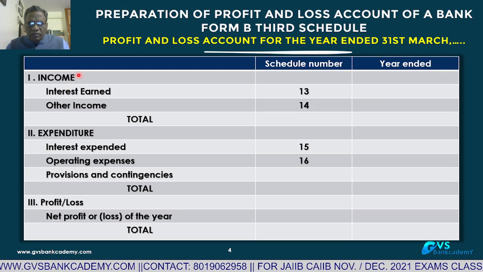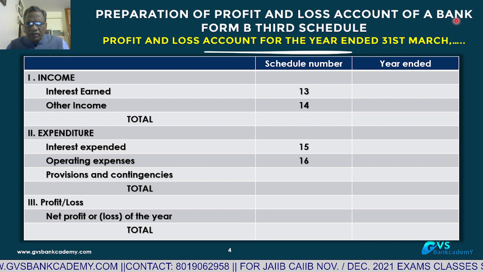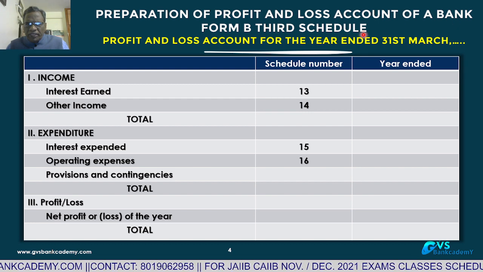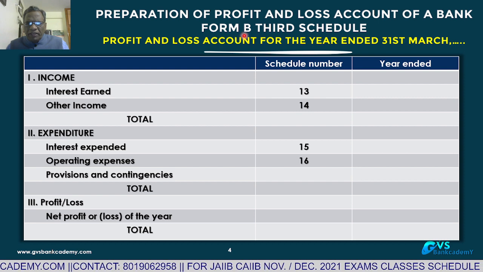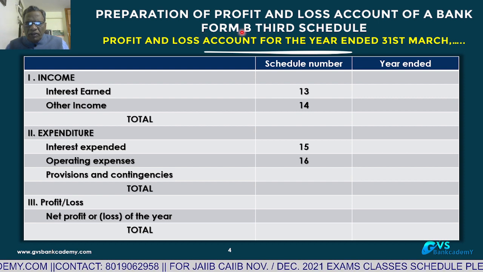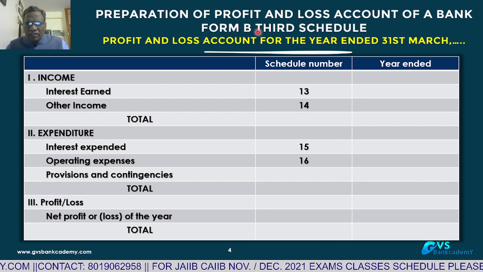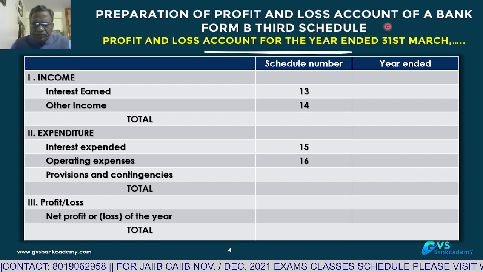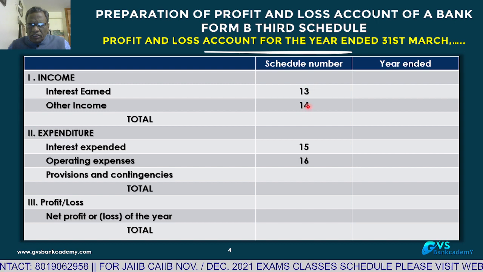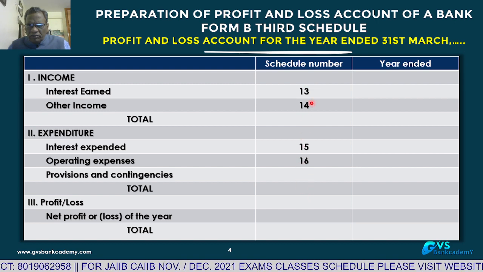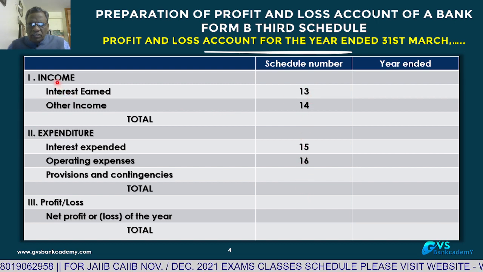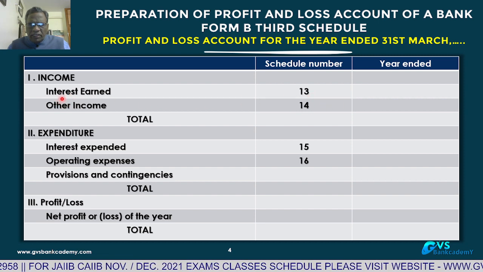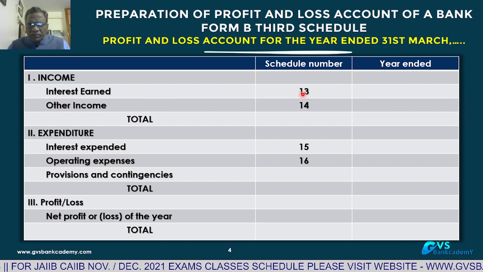Now, this is the profit and loss account of a bank. This is also the third schedule of the Companies Act, Form B of the Banking Regulation Act, and the third schedule of the Companies Act 2013. Now, there are 4 schedules in the P&L account. What are the income schedules? Interest earned.